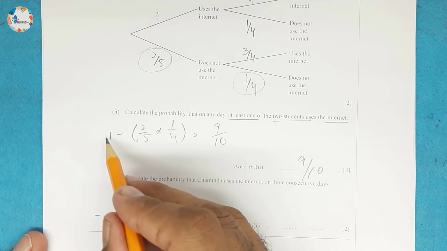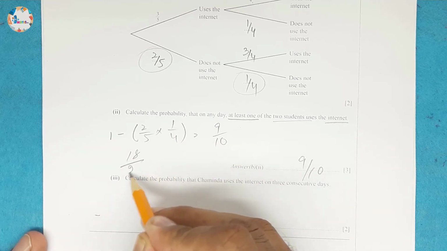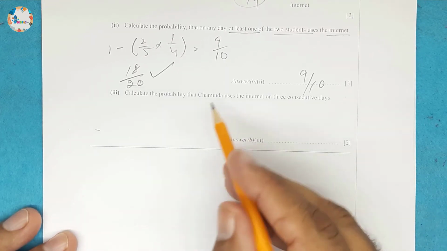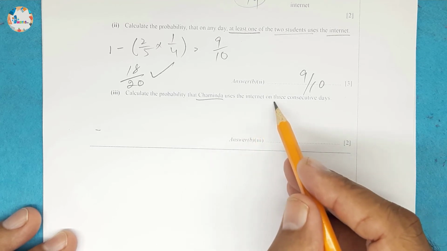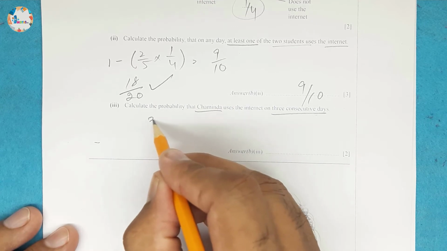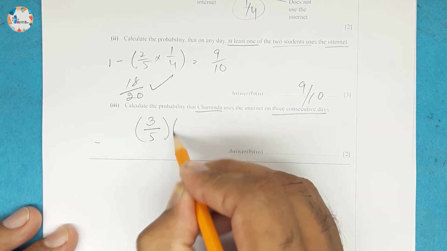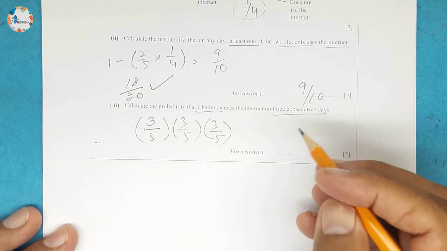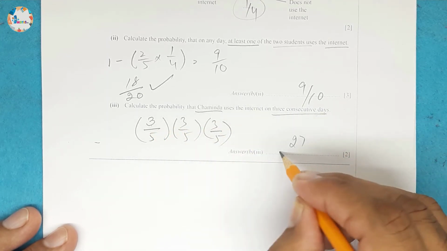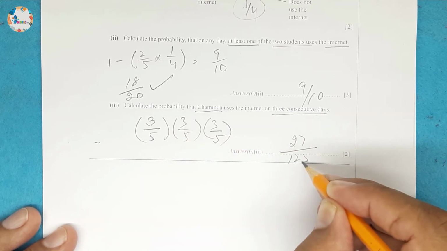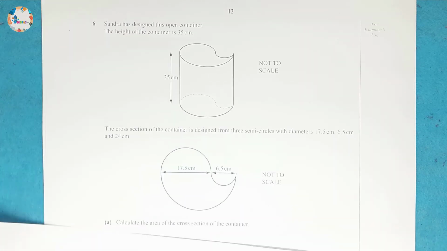If you calculate, you will get 18 over 20. Basically, if we are not simplifying, we will be getting this answer. Calculate the probability that this person uses the internet on 3 consecutive days. So usage is 3 by 5 first day, second day also 3 by 5, third day also 3 by 5. 3 into 3 will be 9, 9 into 3 will be 27, so you can write 27 over 5 into 5 will be 25, 25 into 5 will be 125, so this will be the probability.